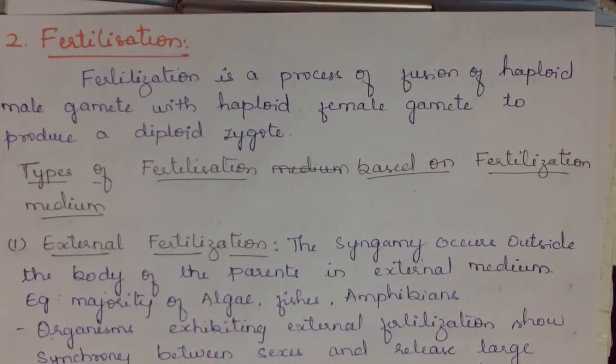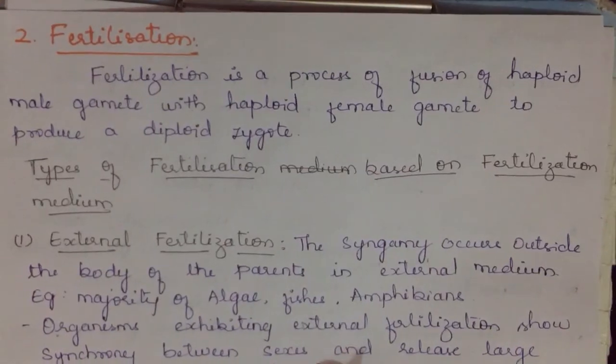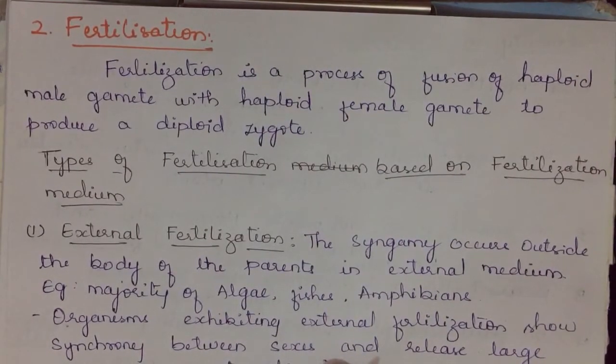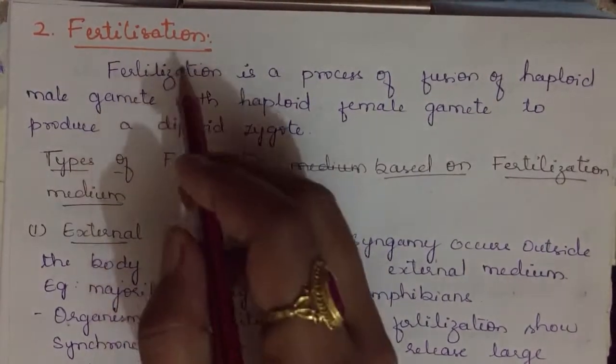Okay, we shall start today's class. In the previous class, we have discussed events in fertilization. In events in fertilization, we said there are 3 events. First one was pre-fertilization, second one was fertilization, third one was post-fertilization. In pre-fertilization, we discussed gametogenesis and gamete transfer in my previous video. Now we shall proceed with the second event, that is fertilization.